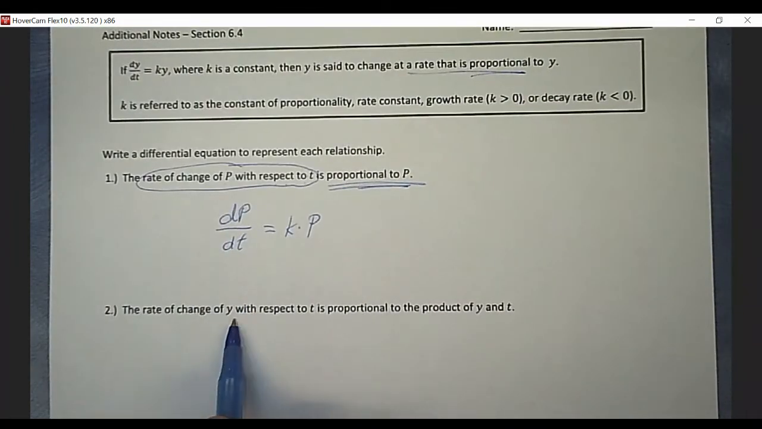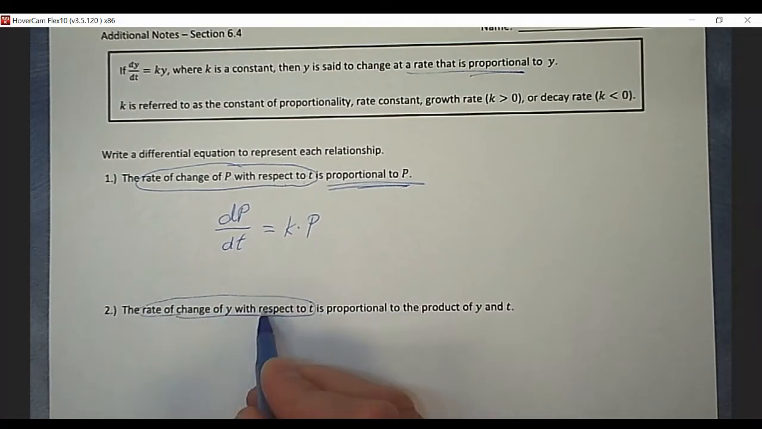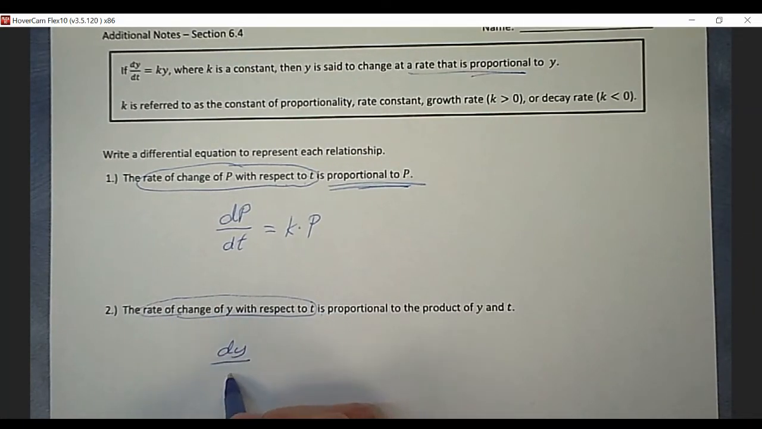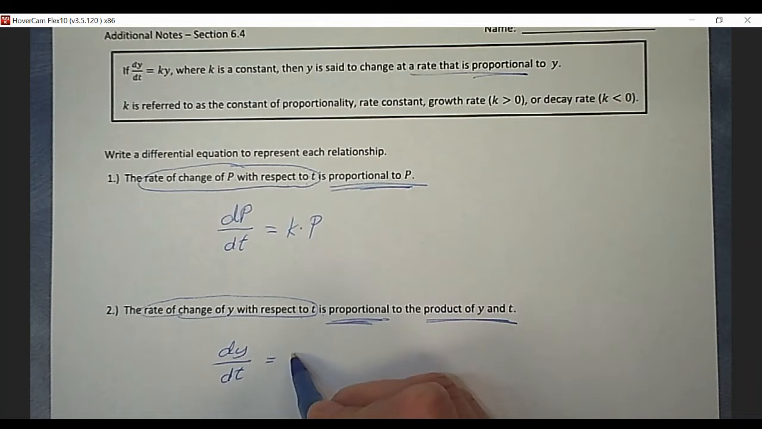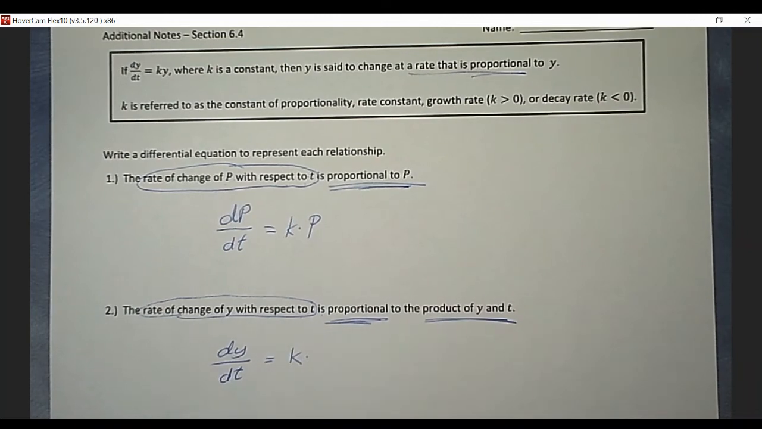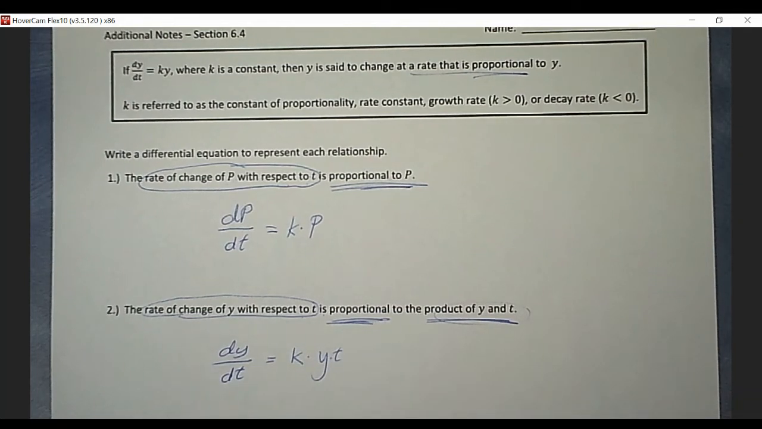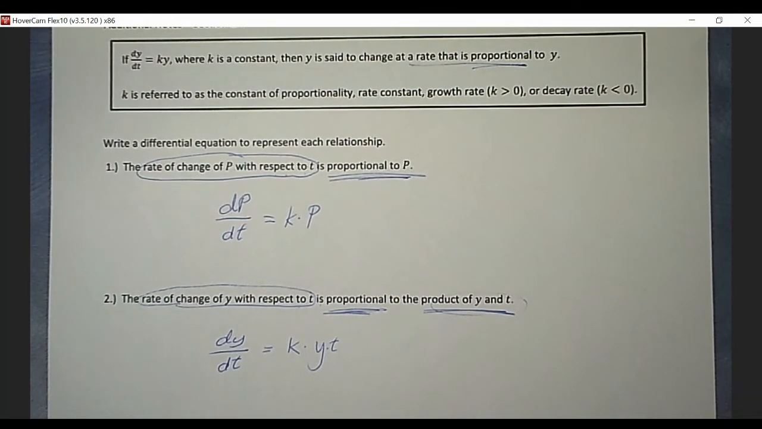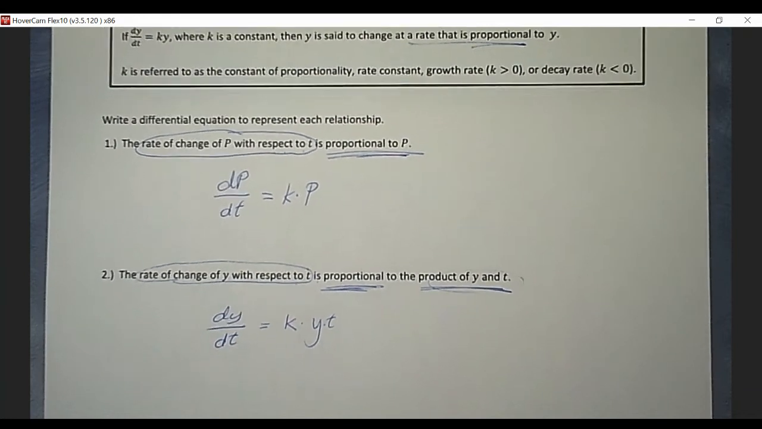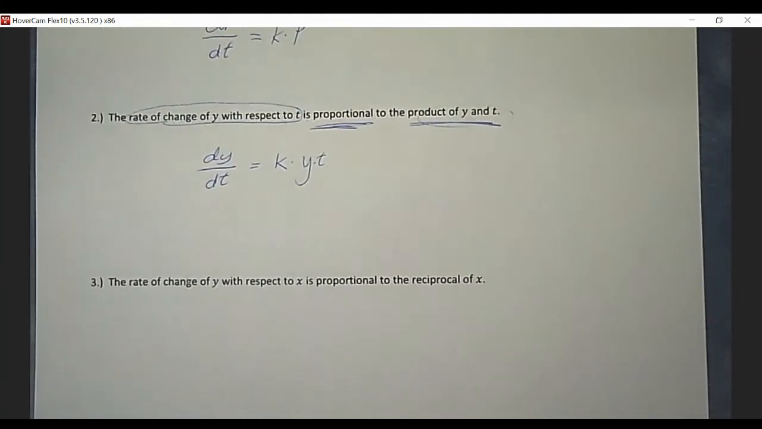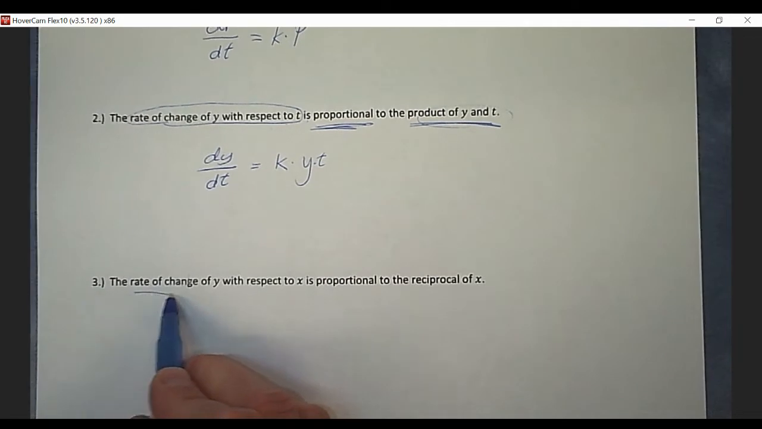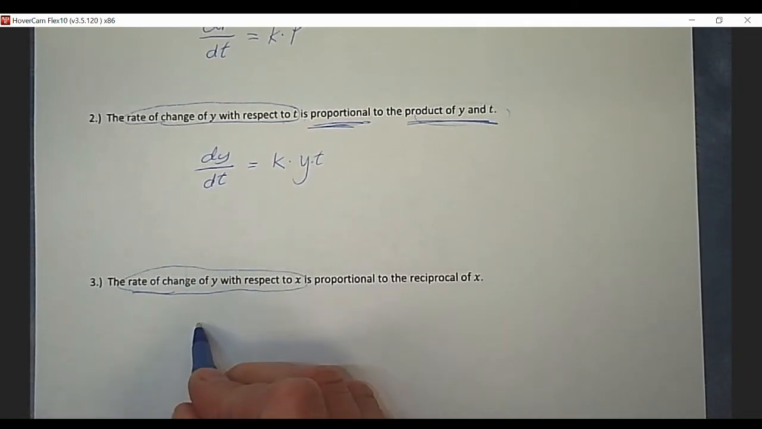If we have a rate of change of y with respect to t, so let's start with that. The rate of change of y will be the derivative of y with respect to the variable time. If that's proportional to the product of y and t, if it's proportional, we're going to multiply by the constant of proportionality. And the product of y and t is y times t. And that's it. So this is just a little practice with vocab. And believe it or not, there actually could be something similar to this in the multiple choice part of the AP exam.